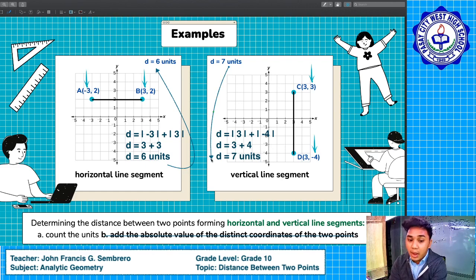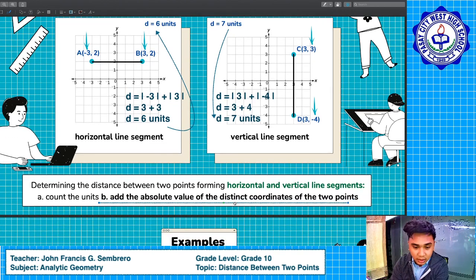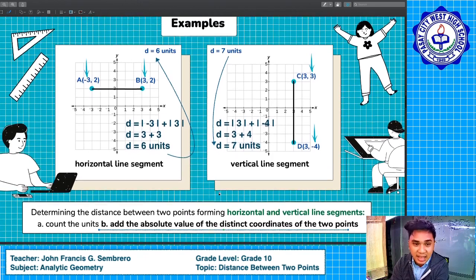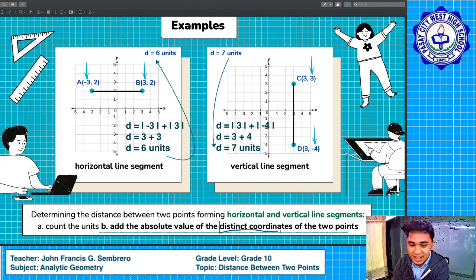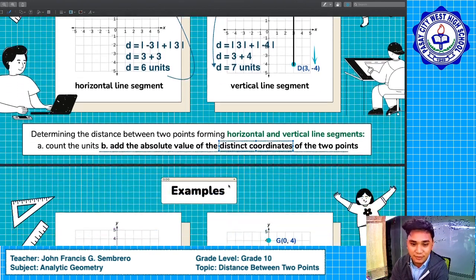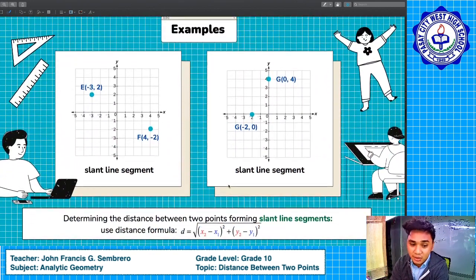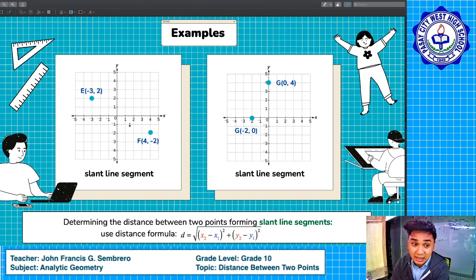So whether you do counting or you add the absolute value of the distinct coordinates, you will arrive at the same answer. Okay? So that's easy if the given line is horizontal or vertical. But now, we will go to the third kind of line. There are certain instances wherein the line is not horizontal or vertical. They are in slant line form. So if it's in slant line, counting the number of units between them is not advisable.